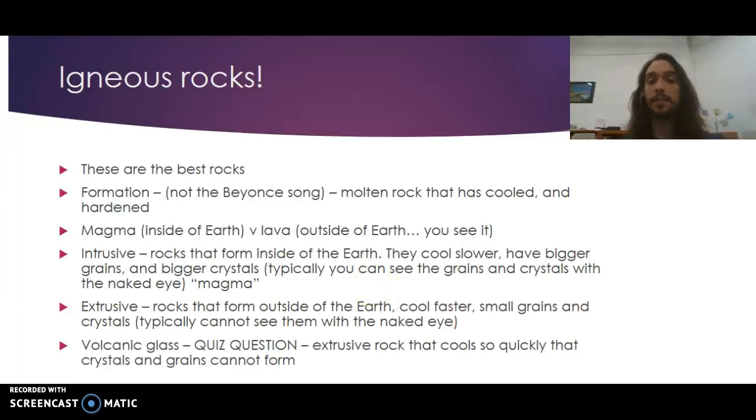And if you can see the grains, then that means it's an intrusive igneous rock, which means it cooled on the inside of the earth and then eventually was pushed out. And if there are no grains or you can't really see them, that means it's an extrusive rock. So it cooled outside of the earth. It was probably due to some sort of volcanic activity. Then we have volcanic glass. So this is a quiz question, so remember this. Volcanic glass is an extrusive rock that cools so quickly that crystals and grains cannot form. And I'll show you a picture.